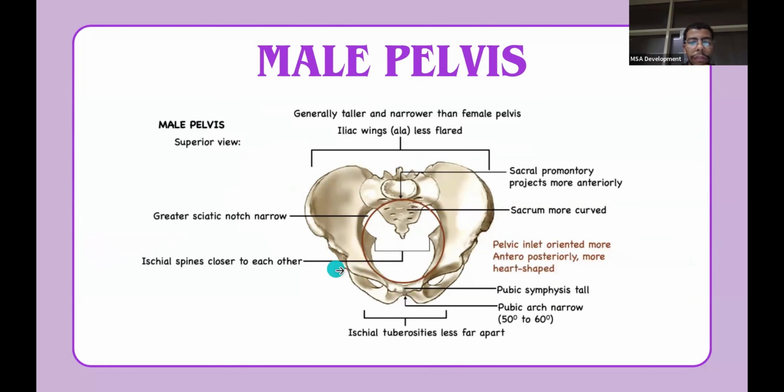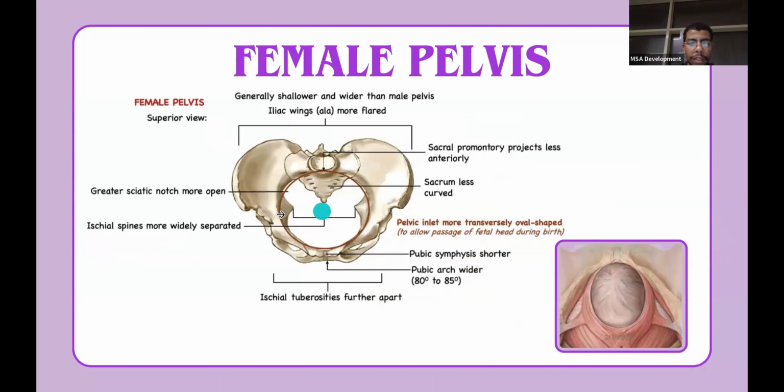Now, the space between the two ischial spines in males is closer than in females. All of this is just to facilitate childbirth in females. In females, can you see how wide it is? The ischial spines are widely apart. Anything in males is a lot more compact and smaller than in females, mostly.